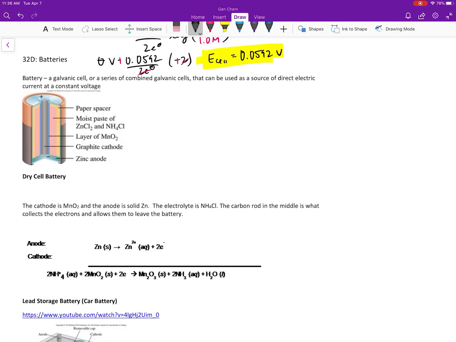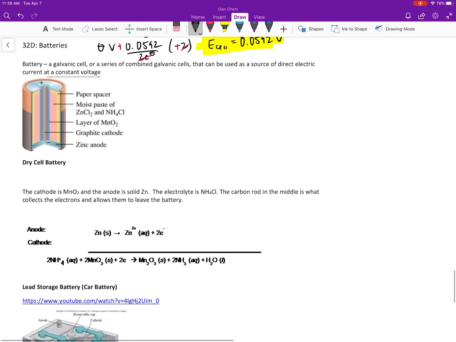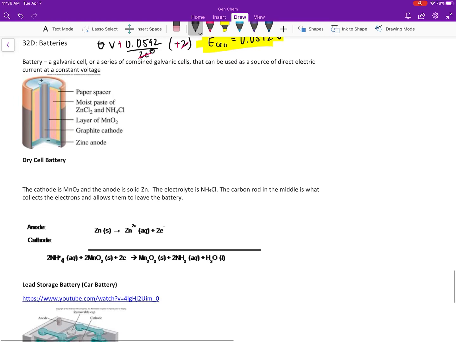Okay, lesson 32, part 3. This is going to be the end of our lecture about batteries, some conceptual information, and then we'll be done. So make sure you know this conceptual information. It always shows up on the ACS exam in some way.